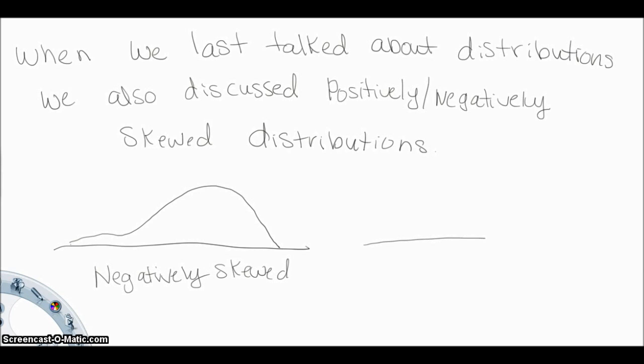On our positively skewed distribution, our tail will be to the right. So we'll have a large curve, and then it goes down to the bottom almost. This is our positively skewed distribution.